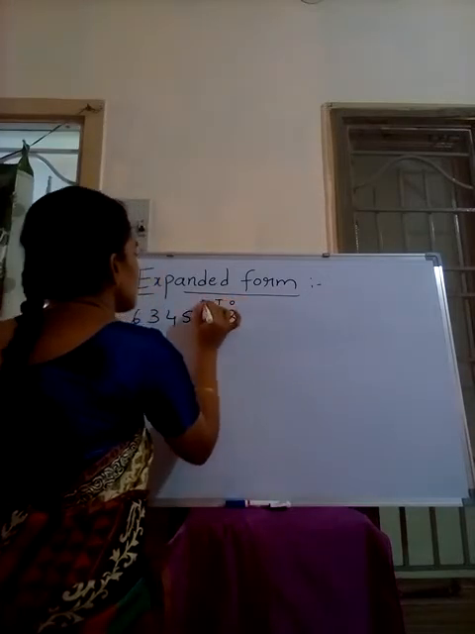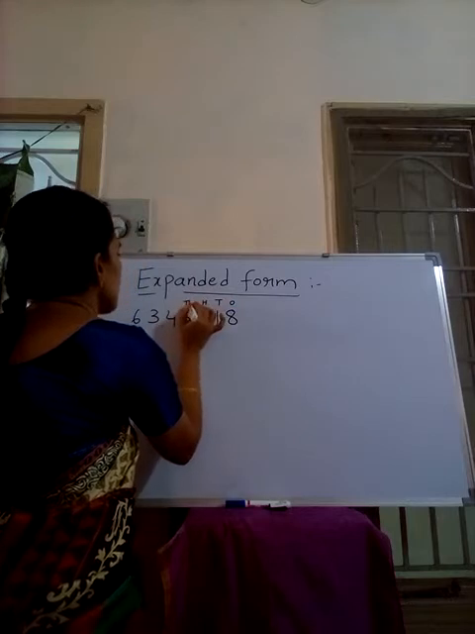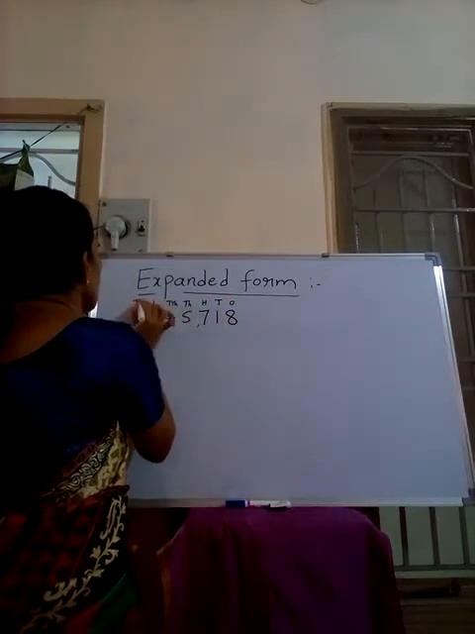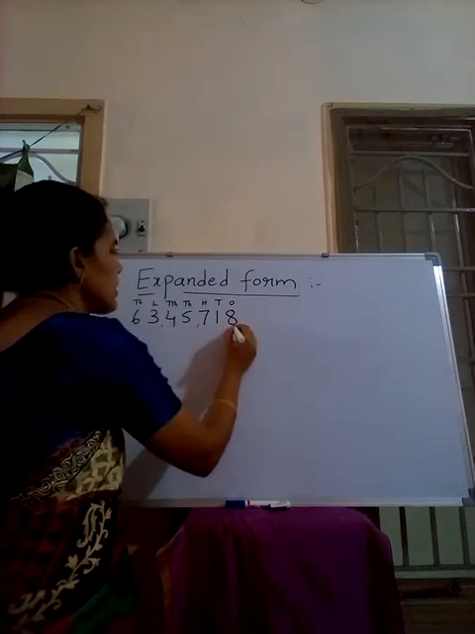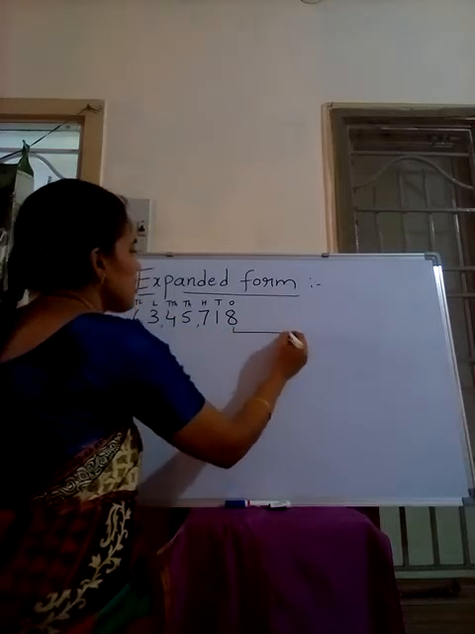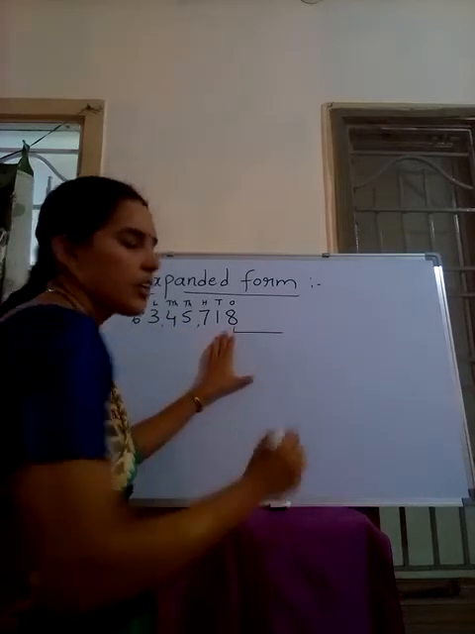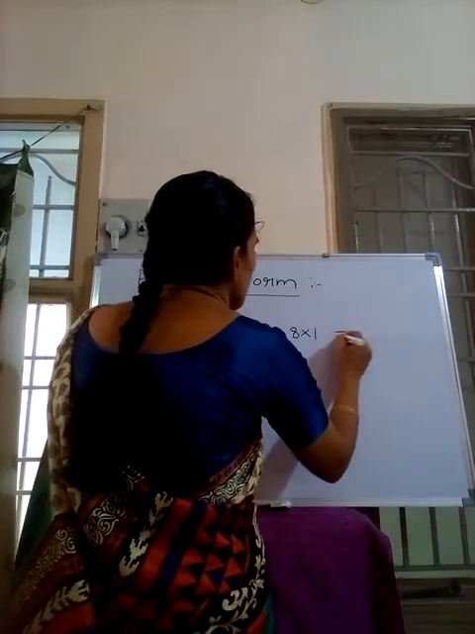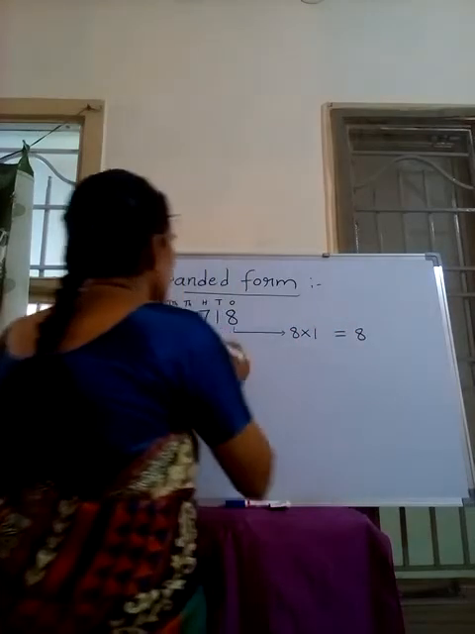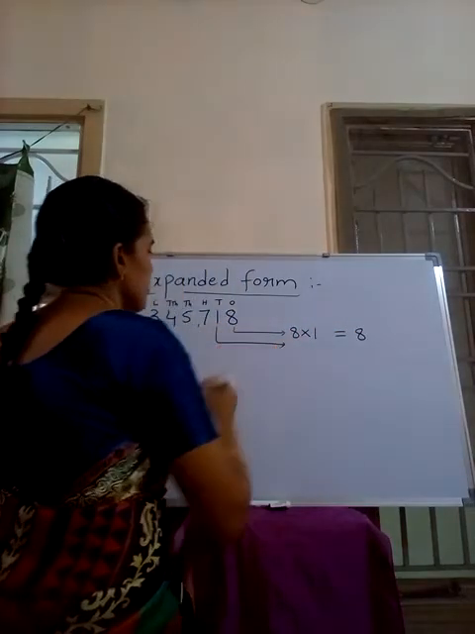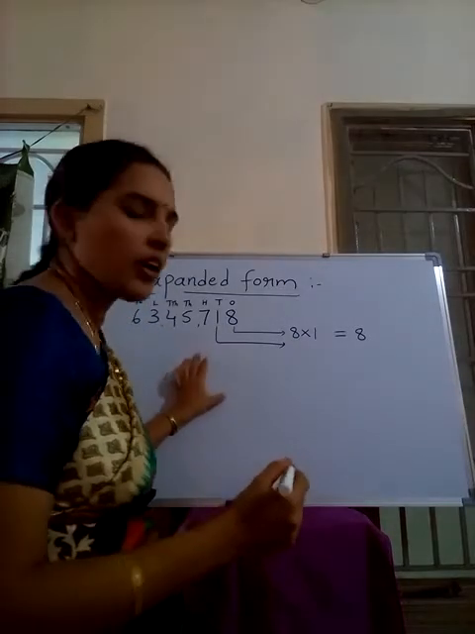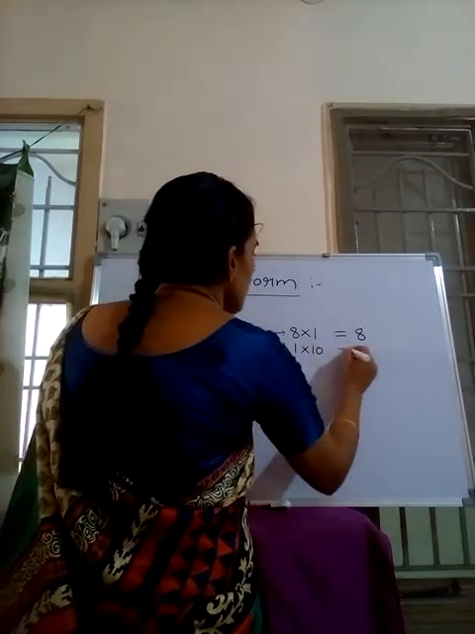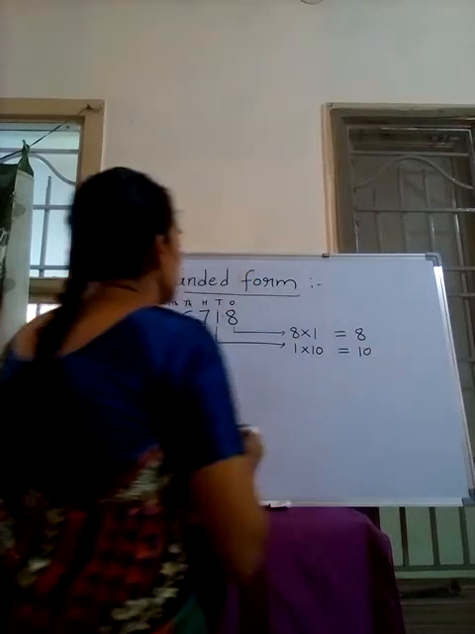8 is there in ones place. Then tens, hundreds, thousands, 10,000s, lakhs, 10 lakhs. What is the place value of this 8? 8 is there in ones place, value is 8 into 1, that is 8. 1 is there in tens place. What is its place value? 1 into 10, that is 10.